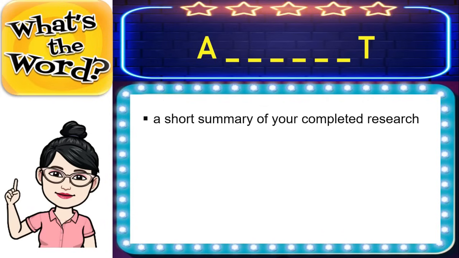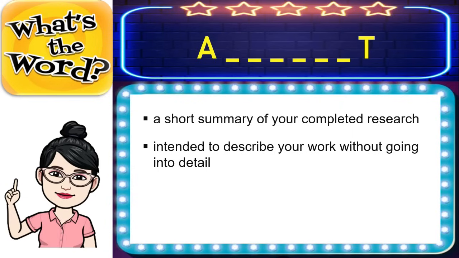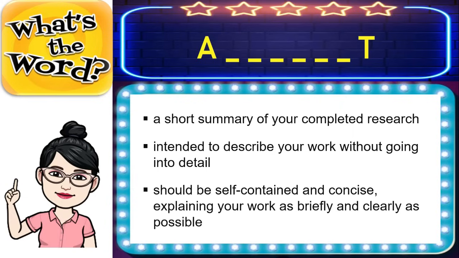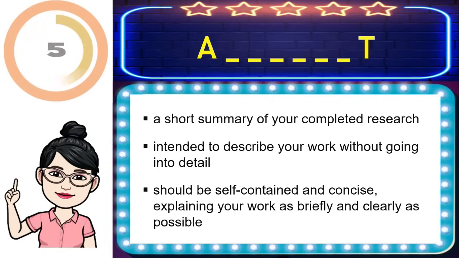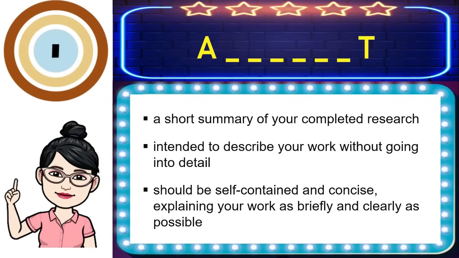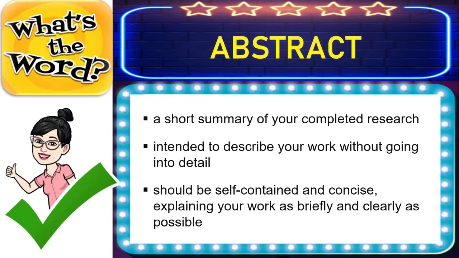Next word, it is a short summary of your completed research. Intended to describe your work without going into detail. Should be self-contained and concise, explaining your work as briefly and clearly as possible. The answer is abstract. Probably the most important function of an abstract is to help a reader decide if he or she is interested in reading your entire research paper.